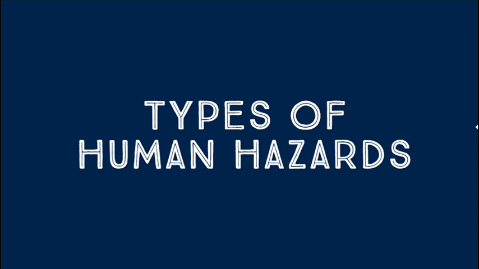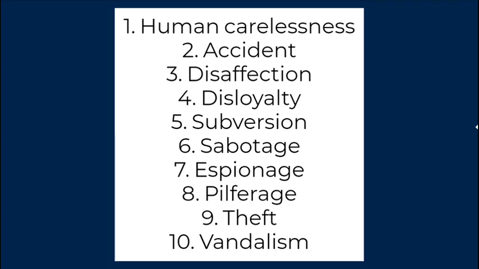Types of human hazards. 1. Human carelessness. 2. Accident. 3. Disaffection. 4. Disloyalty. 5. Subversion. 6. Sabotage. 7. Espionage. 8. Pilferage. 9. Theft. 10. Vandalism.